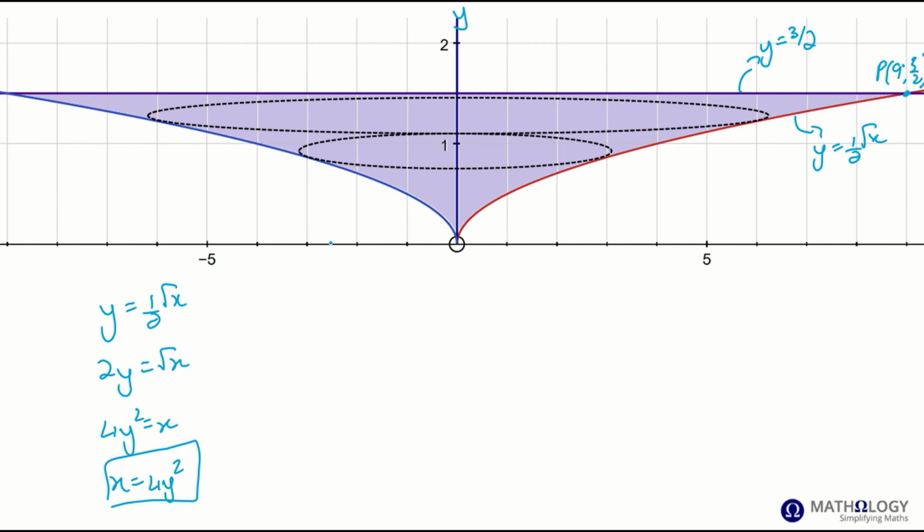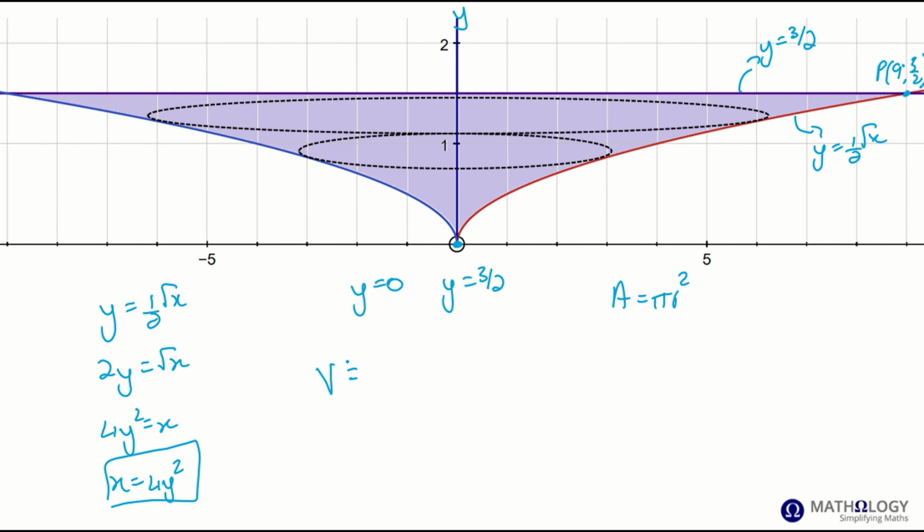Our limits, our boundaries of integration, will be y equals 0 and y equals 3 over 2. Since we're looking for volume, volume is area times height. So essentially what we are doing to find the volume, we look at the circular cuts, the cross-sectional cuts of the region, and that gives us a circle. Those circular cuts are circles, and the area of a circle is pi r squared.